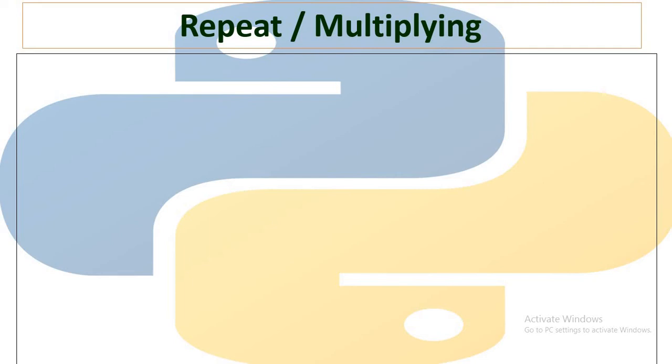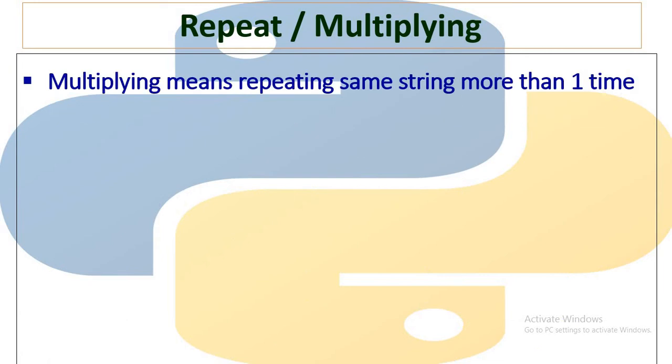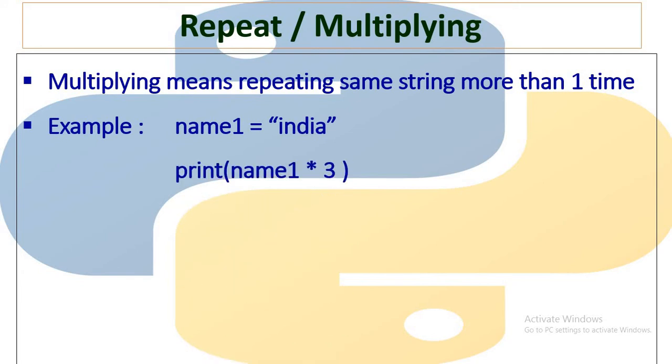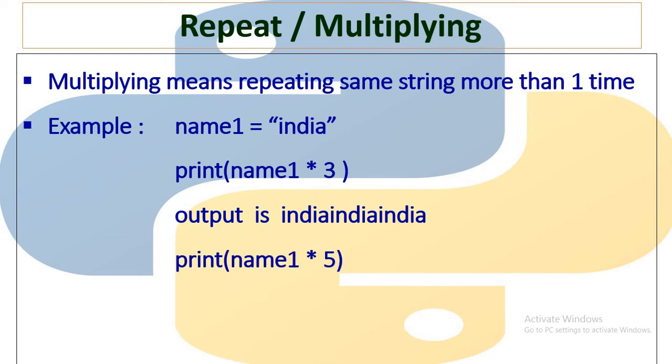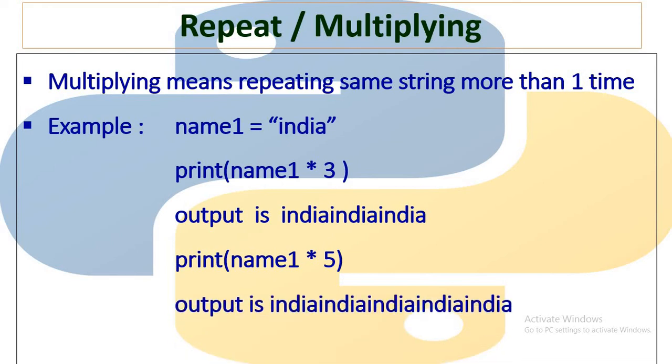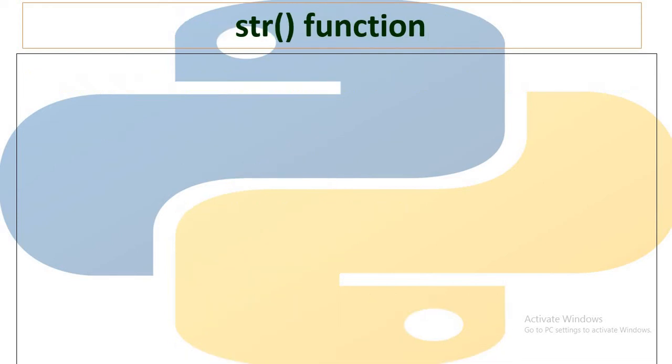When you want to display the same string again and again, you can multiply it with a number. So multiplying means repeating the same string more than one time. Same example we will take, name1 is equal to India. When you write print name1 multiply by 3, that name gets printed 3 times. India, India, India. Remember it is without space because there is no space in the original string. When you write name1 multiply by 5, this India gets printed 5 times.